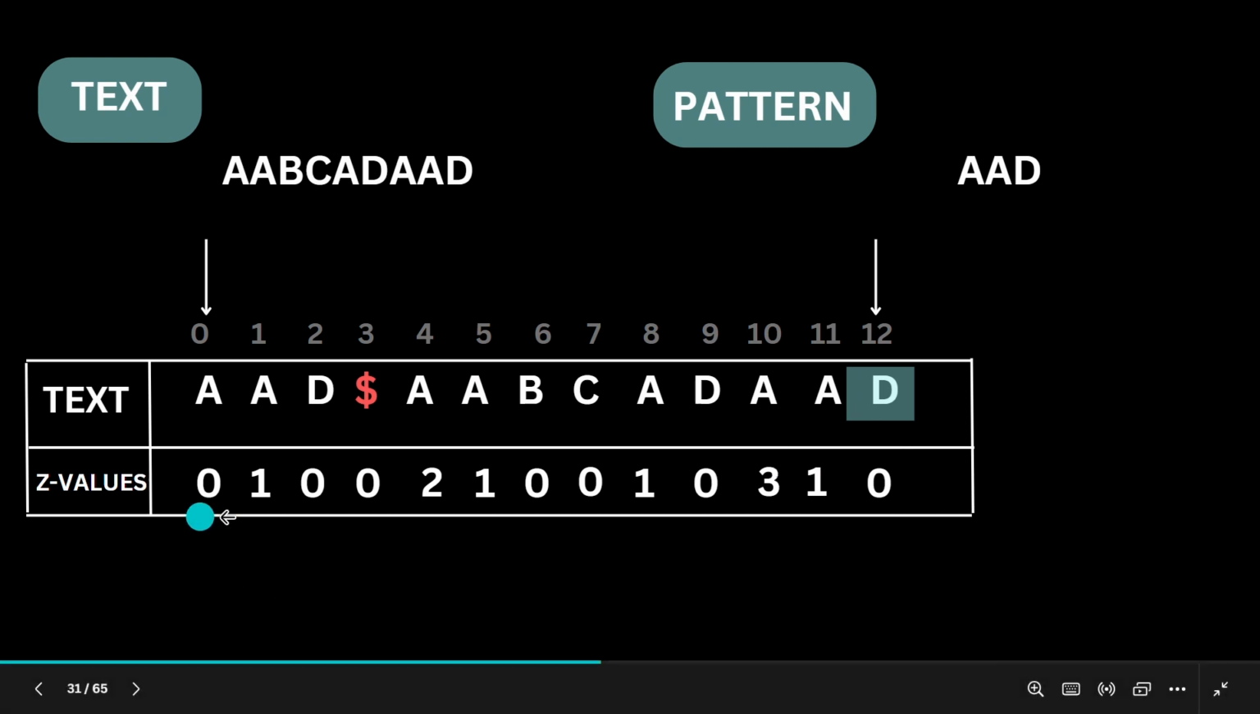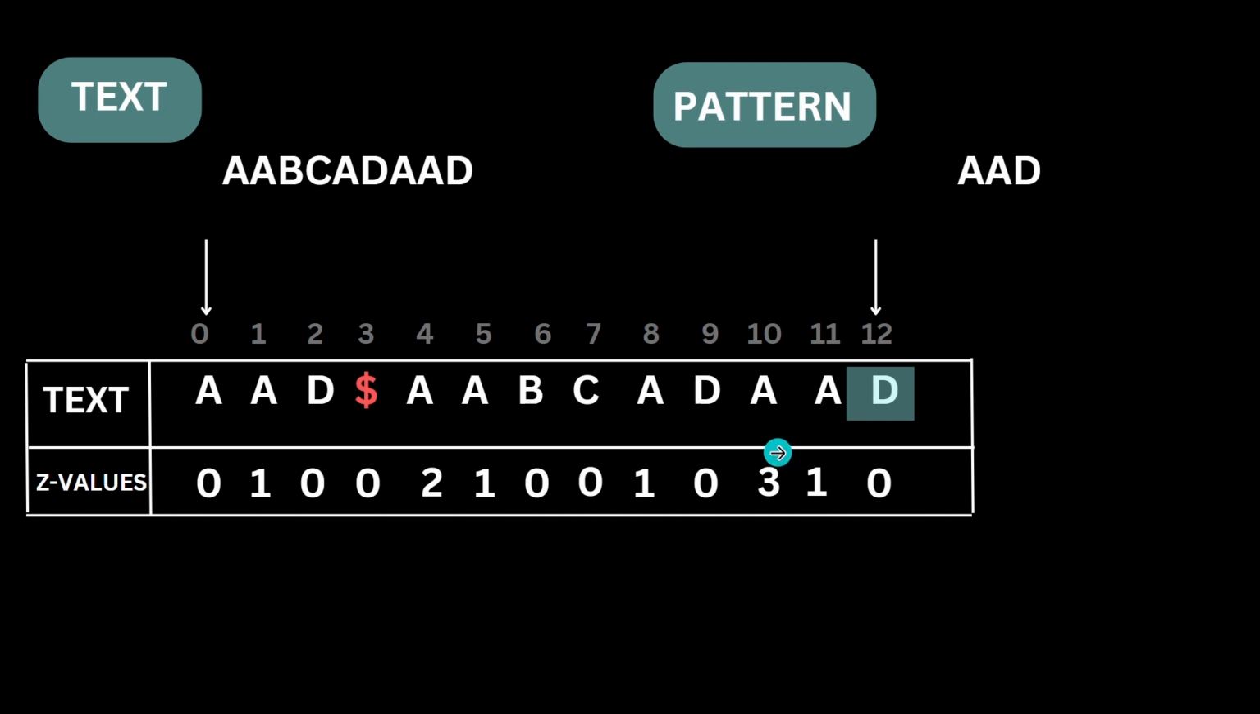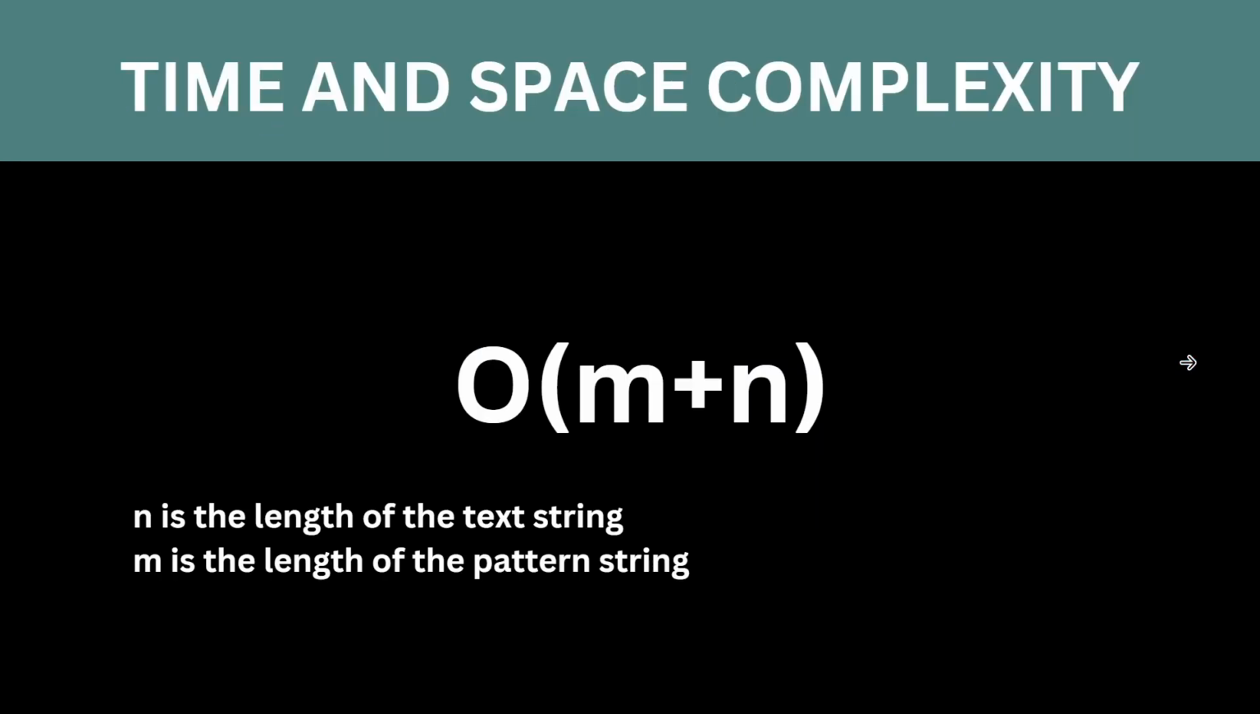Now to find the pattern in the text, we will be traversing through the Z array and finding the value which is equal to the length of the pattern. Here it is found at the 10th index. So the 10th index minus the length of the pattern, which is 3, minus 1. So the pattern is present at index 6.